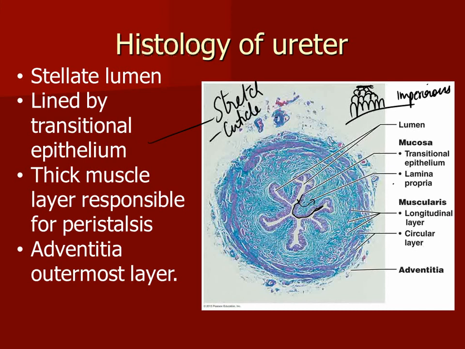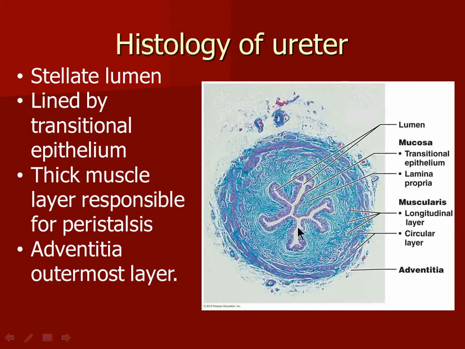So that's one of the reasons why transitional epithelium is very well suited to lining the ureter and the urinary bladder. One, it is capable of stretch. Second, it is stratified, so it's protective. And third, it has this cuticle which makes it impervious to urine. This area here is the submucosa, just loose connective tissue, and then you have this thick muscle layer. There's a longitudinal and a circular muscle, and this is what is responsible for the peristalsis. And then the outermost area is connective tissue, which is known as adventitia.